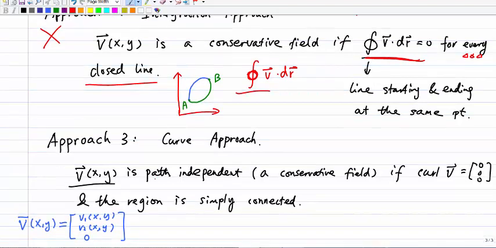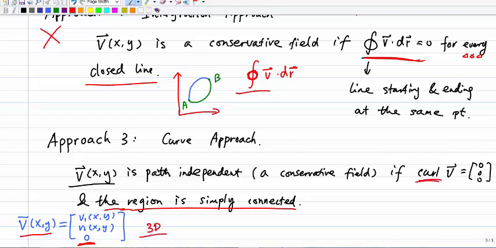So this V is path independent, or a conservative field, if the curl is equal to 0, 0, 0. Of course, when we say this is for a three-dimensional one, the region is simply connected. I'll talk about this one in a few minutes. So here, this one applies to 2D and 3D. For 2D, you basically consider this V as V1, V2. You can append one more component, which is 0 for the last component, to make it a 3D vector field, because the curl can only apply to a 3D vector field.